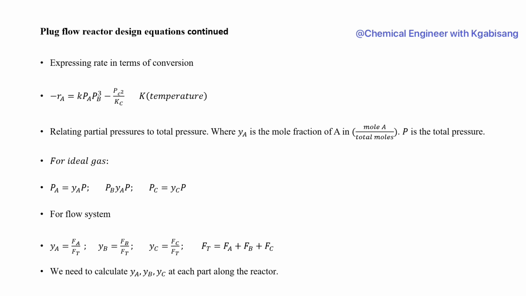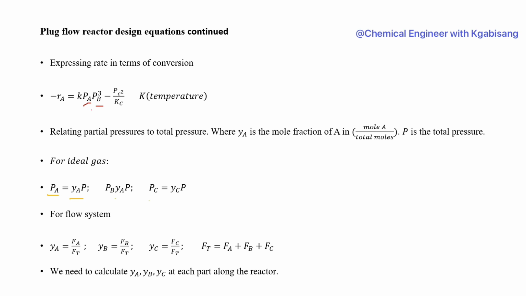We can express our rate law expression in the form of partial pressures, with A being species A, B being species B, and C being species C, respectively nitrogen, hydrogen, and ammonia. We can therefore now relate the partial pressures in the form of the mole fraction multiplied by the total pressure. This can be expressed for species A, species B, and species C, respectively.